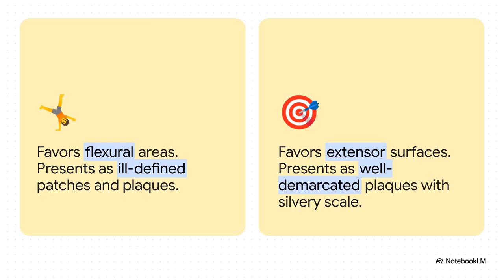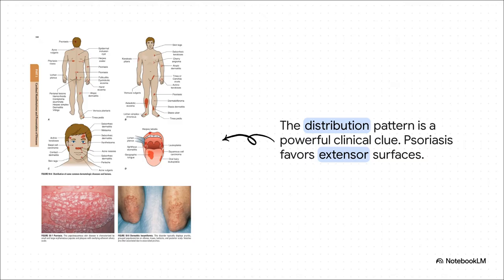And look at the morphology. It shows up as well-demarcated plaques. That means they have really sharp, clear borders. They're red, and they have that signature silvery scale. This pattern of where it shows up, the distribution, is such a powerful clinical clue. It helps you narrow things down so fast. I mean, if you see plaques on a patient's elbows, your brain should immediately be screaming psoriasis.